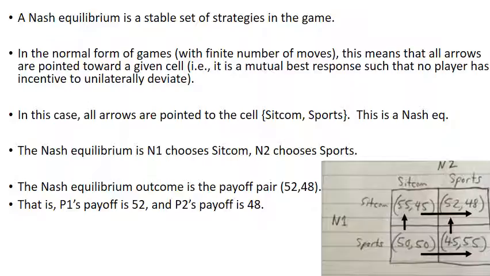The Nash equilibrium outcome in this game is the payoff pair 52-48. That is, player 1's payoff is 52 and player 2's payoff is 48. So an equilibrium is a set of strategies. An equilibrium outcome is an ordered set of payoffs for each player.